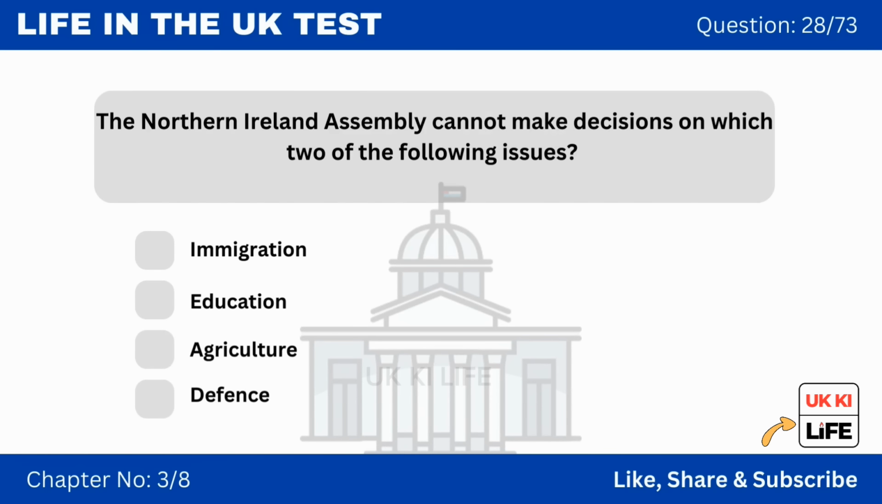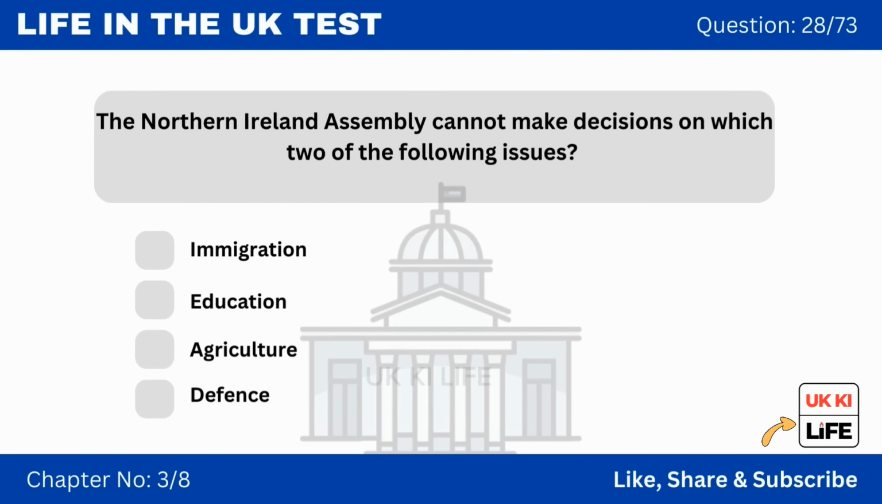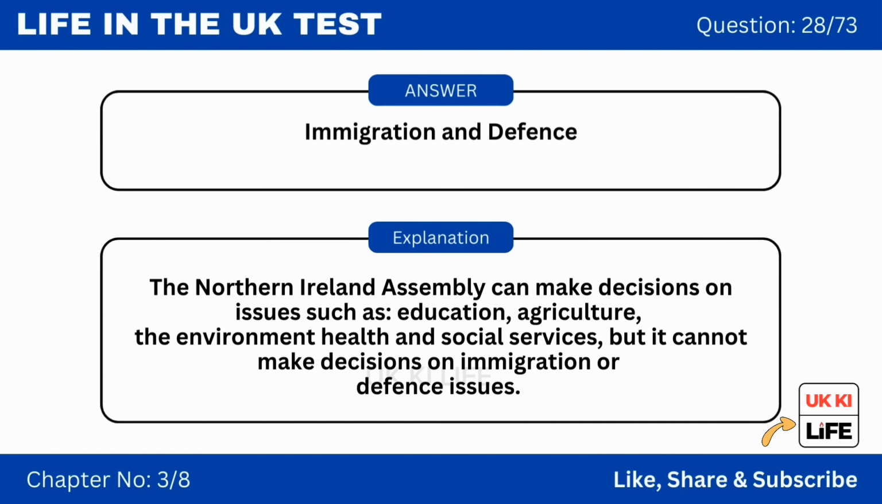Question 28. The Northern Ireland Assembly cannot make decisions on which two of the following issues? Immigration, education, agriculture, defense. The correct option is A and D. Explanation. The Northern Ireland Assembly can make decisions on issues such as education, agriculture, the environment, health and social services, but it cannot make decisions on immigration or defense issues.